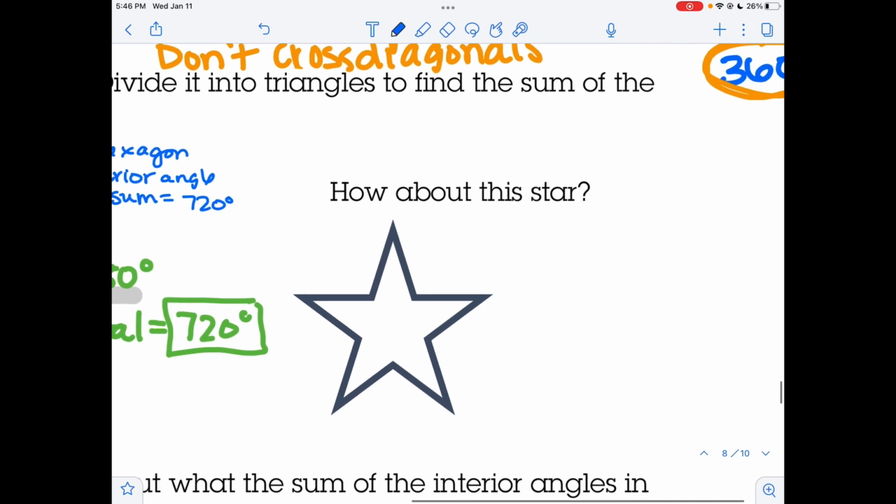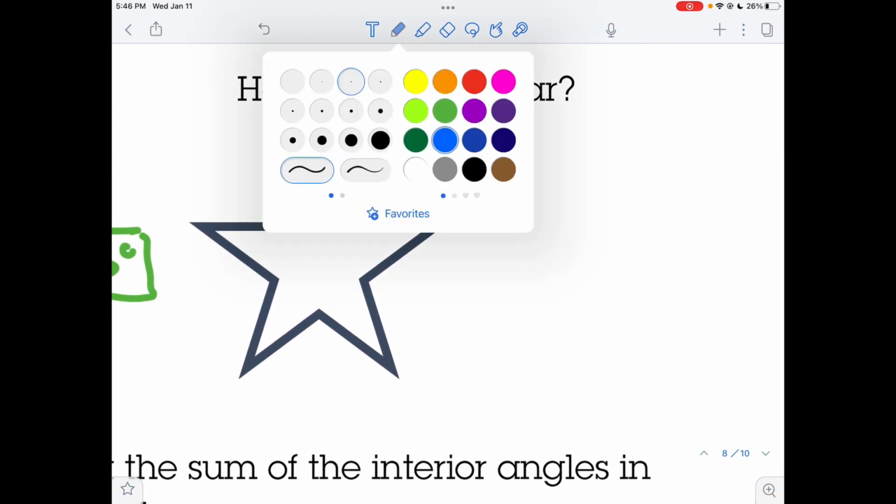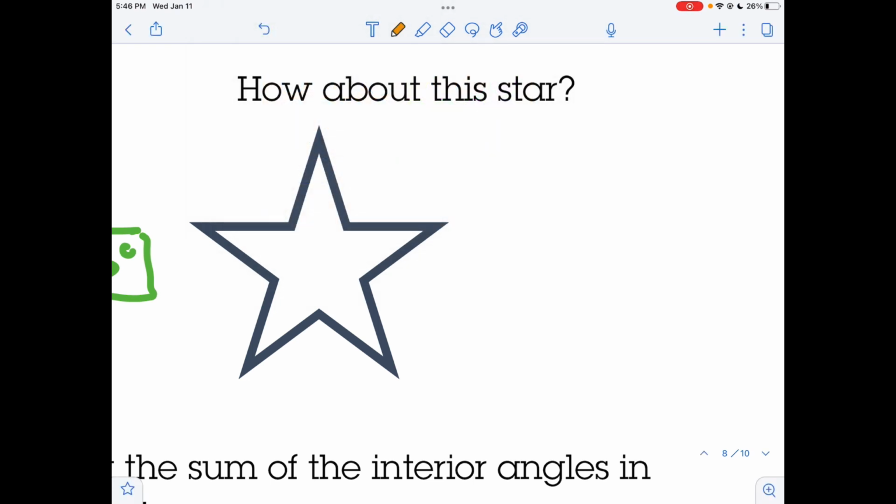Now the star is kind of a challenge problem. It's a little different because if you notice, we can't just pick one vertex, one of these corners, and connect it to everything. So obviously that's the adjacent one. We wouldn't use that anyway. But out here, if we go there, that's not even inside the shape. That's not interior angles, that's outside. So the star's a little different.